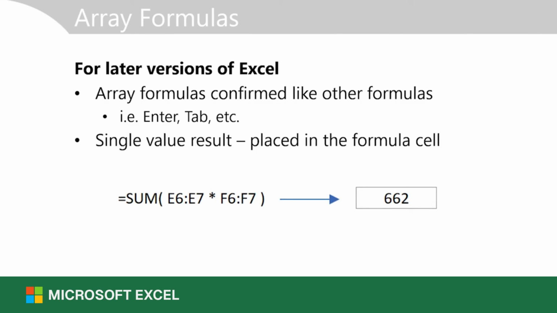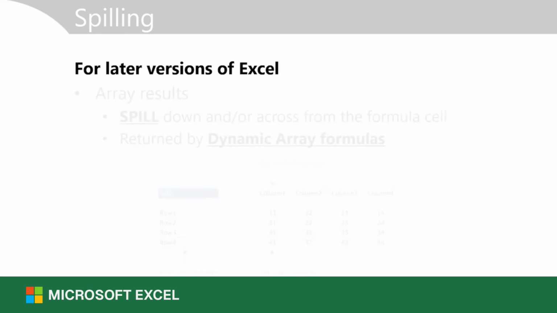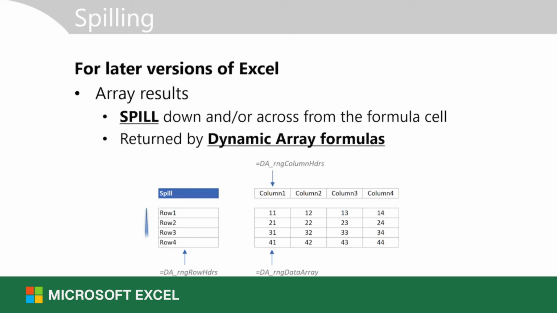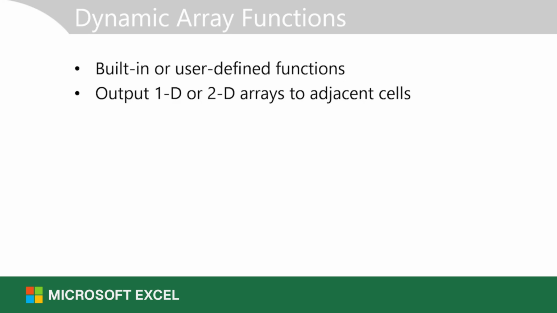Depending upon the result format, the result is either placed in the same formula cell for single values, or it may be output down, across, or in both directions from the formula cell, depending upon the resulting array structure and size. This latter behavior is called spilling, and the formulas that return arrays of variable sizes are called dynamic array formulas, which typically include dynamic array functions. These are built-in or user-defined Excel functions that can output one-dimensional or two-dimensional arrays to adjacent cells.